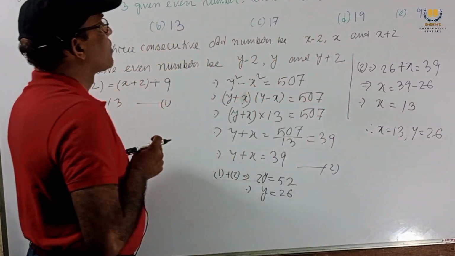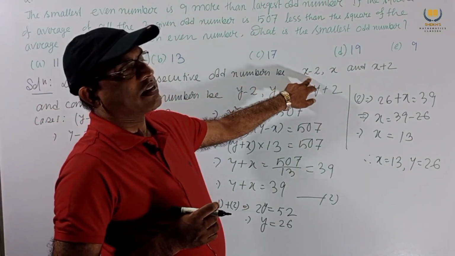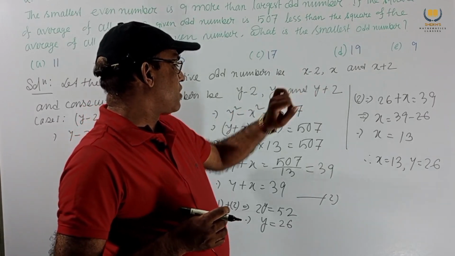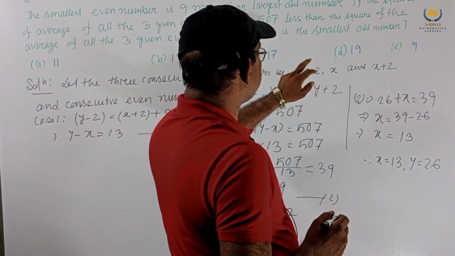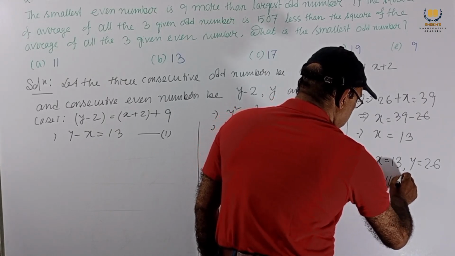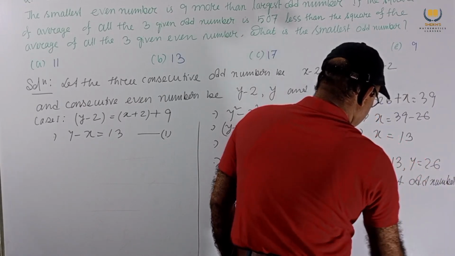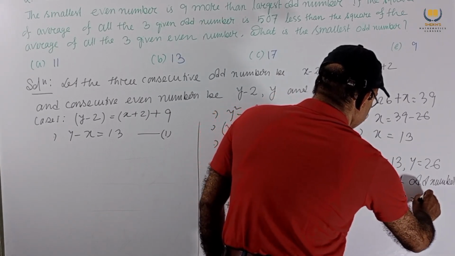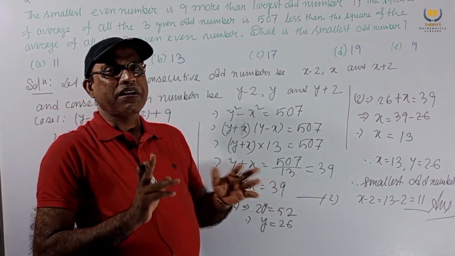But our requirement is the smallest odd number. The smallest odd number is x minus 2. So the smallest odd number equals x minus 2. X is 13, so 13 minus 2 is 11. This is our answer. The answer is 11. Very easy solution, but the process is long.